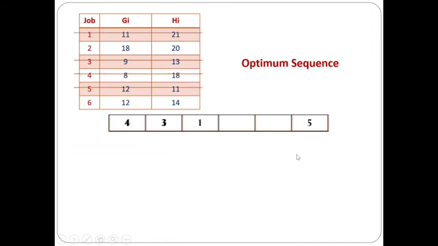Then in the remaining matrix, the lowest processing time is 12. It is on the first machine, so it should be scheduled in the first available position. That is, job number 6 should be positioned here. And the remaining job is scheduled in the remaining available position. So, this is how we find the optimum sequence: 4, 3, 1, 6, 2, 5.